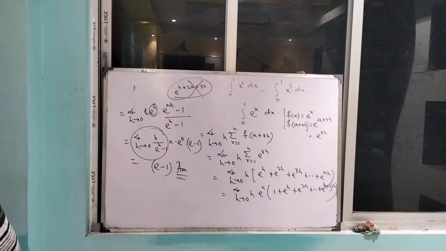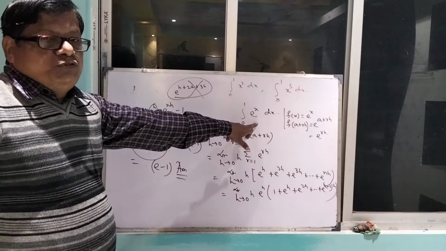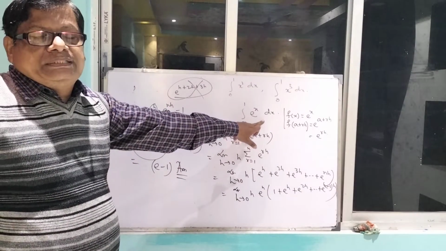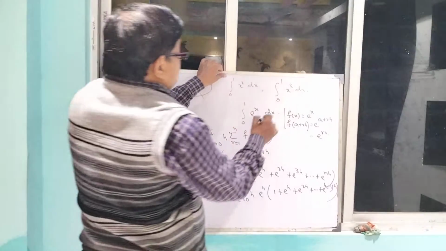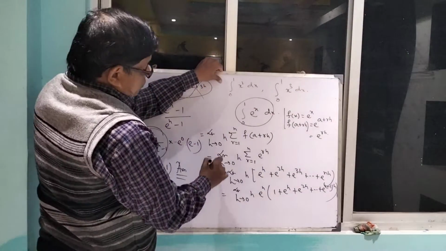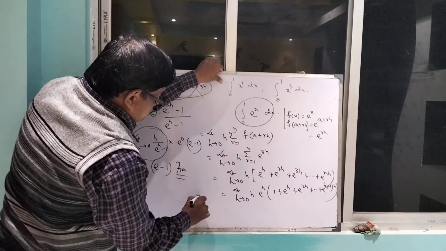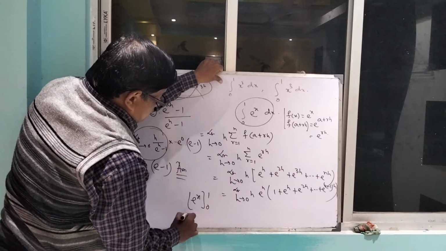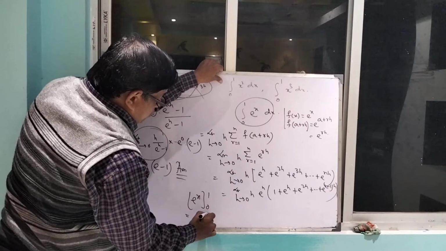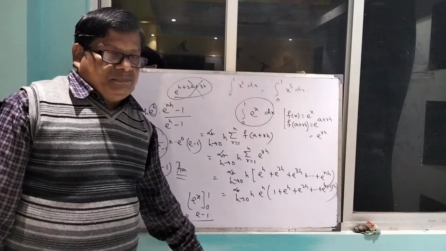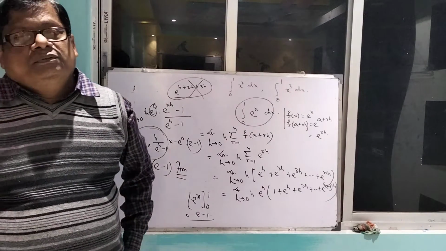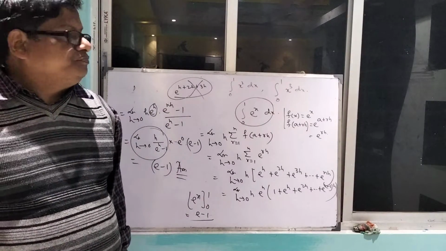Simply, if you write integral of e to the power x dx, it will be e to the power x, simple formula. So e to the power x from 0 to 1, that is e minus e to the power 0, e minus 1. So this is with the help of first principle of definite integral.